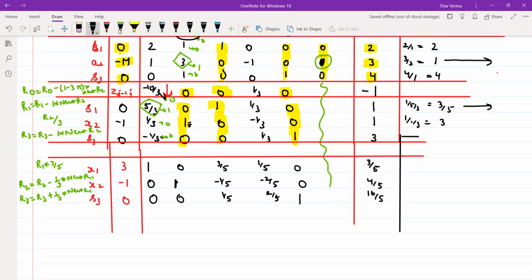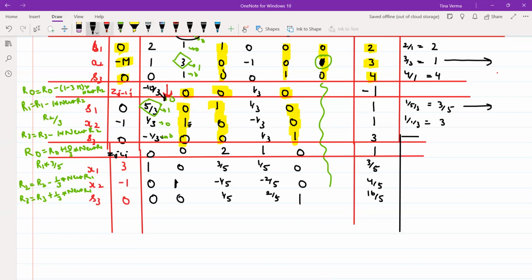You have to make this entry as 0. So we have to apply the operation on R0. That R0 will be R0 plus 10 by 3 into my new R1. So this entry Zj minus Cj, this will become 0, 0, 2, 1, 0. And here you got answer as 1.